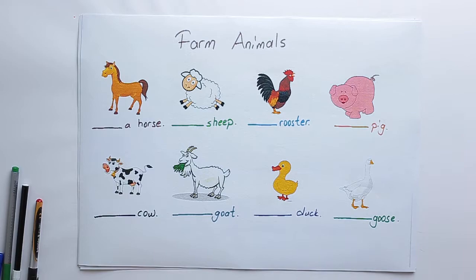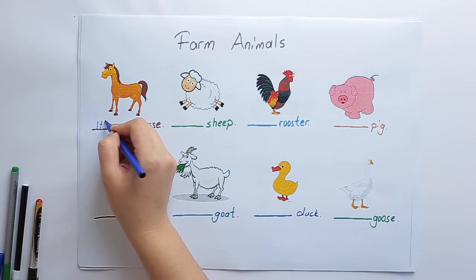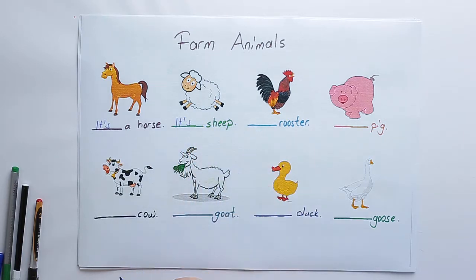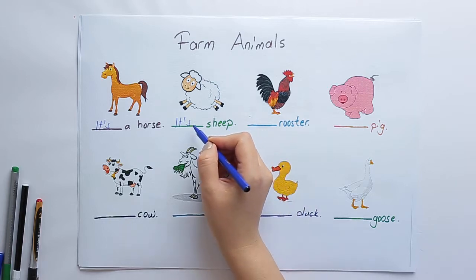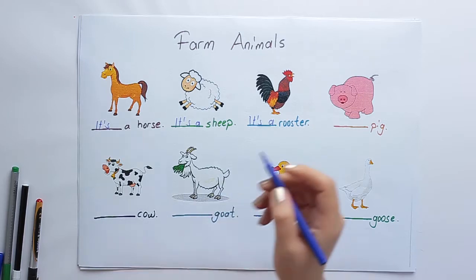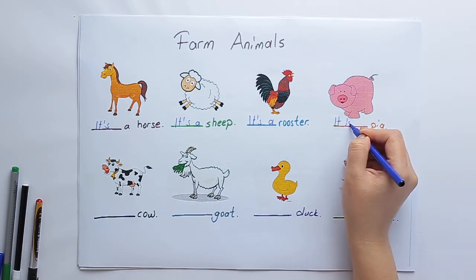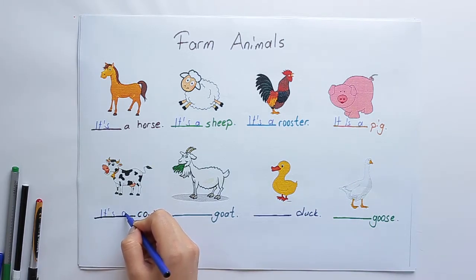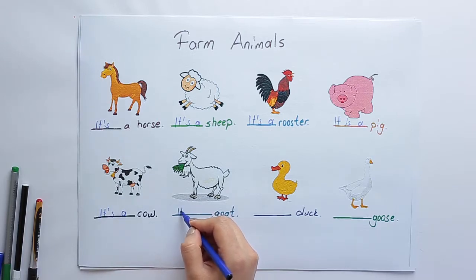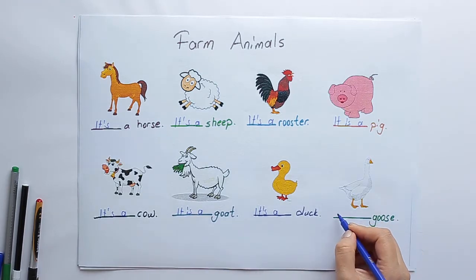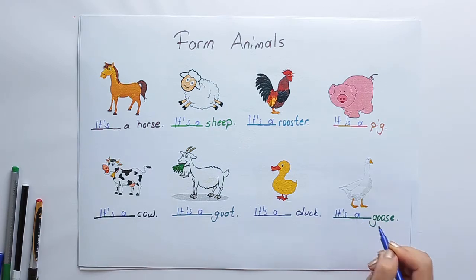And here we have farm animals. It's a horse. It's a sheep. It's a rooster. And it is a pig. It's a cow. It is a goat. It is a duck. And it is a goose.